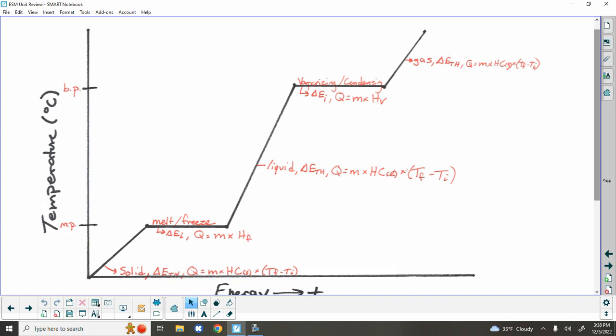Okay. Question 3, label the sections with the kinetic energy or thermal energy of the sample is changing, and then the interaction energy. So starting with the solid state, we see that the addition of energy is changing the temperature.